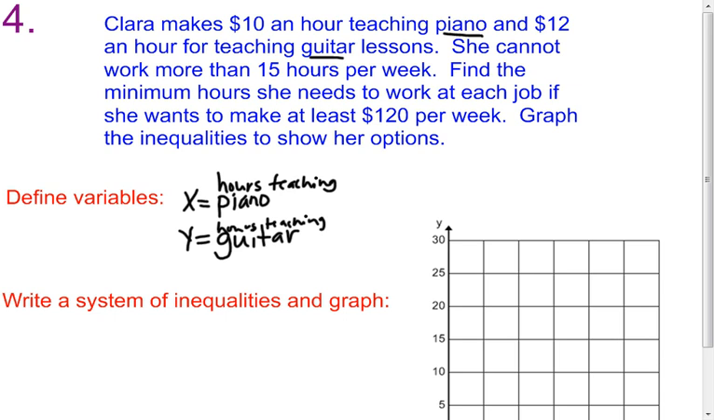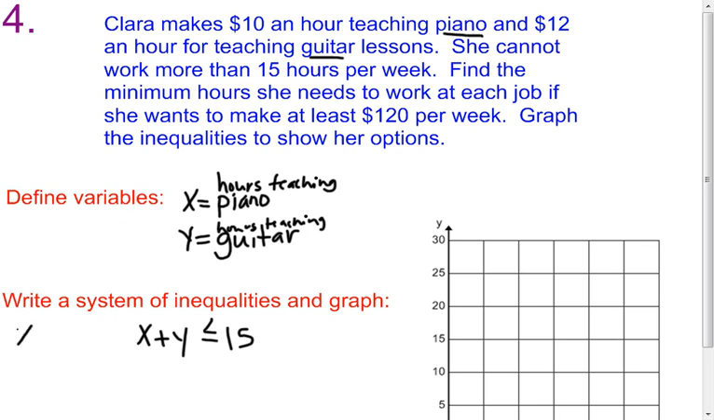Okay? So when she adds her hours that she teaches piano and her hours that she teaches guitar, she can't have more than 15 hours a week. So when you do that equation, that will look like X plus Y has to be less than or equal to 15. Okay, so that's one equation I expect you to have.